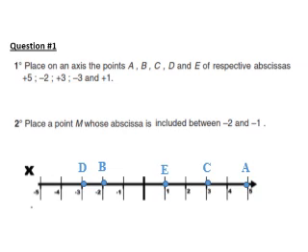Now I need to place the point M, whose abscissa is included between minus 2 and minus 1. So you can locate it anywhere. When I say between minus 2 and minus 1, I mean minus 1.1, minus 1.2, minus 1.3, till minus 1.9. So you can locate it anywhere. So I am going to locate it here. This is the point M. Okay?